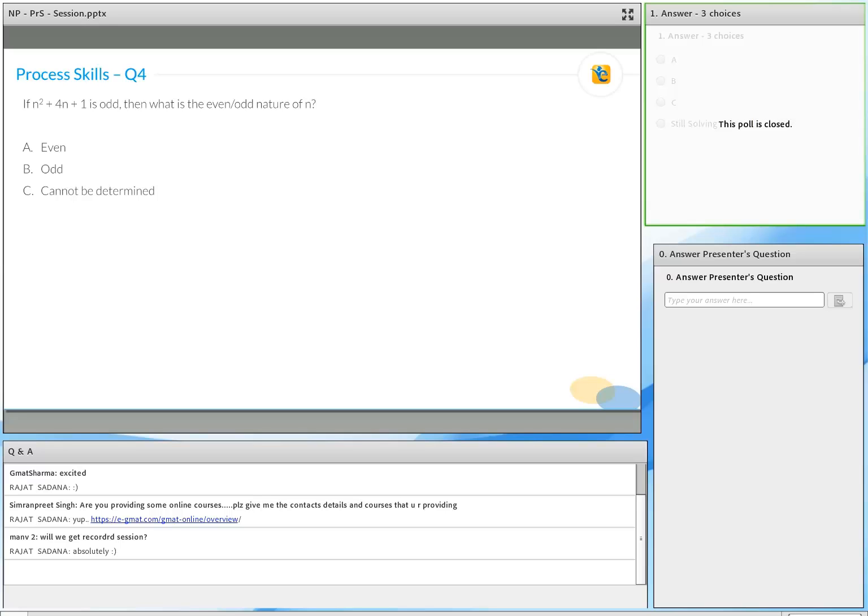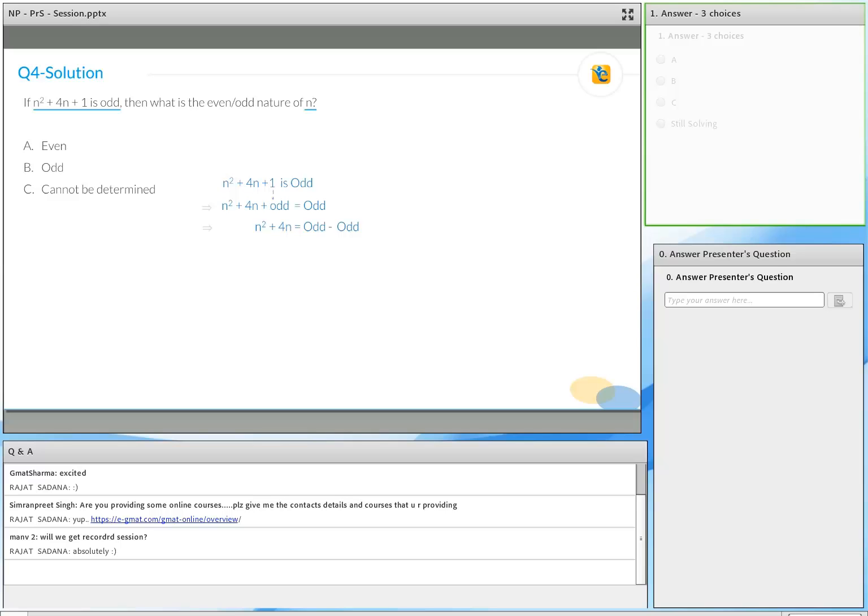Okay, so let's solve this one together. If n square plus 4n plus 1 is odd, then what is the even odd nature of n? That's what we need to figure out. Now again, we do it step by step, right? We see that 1 is odd, so that's odd. Then we see n square.